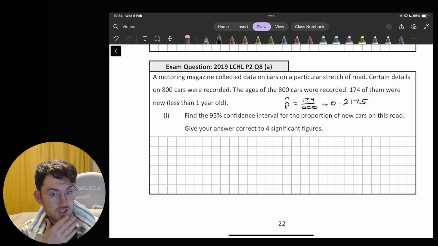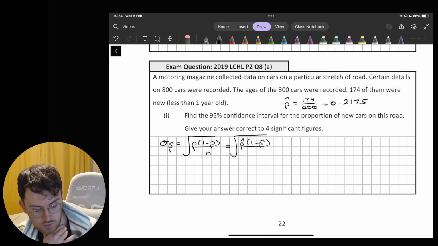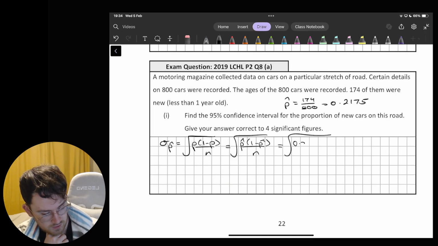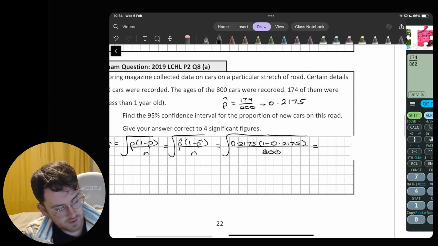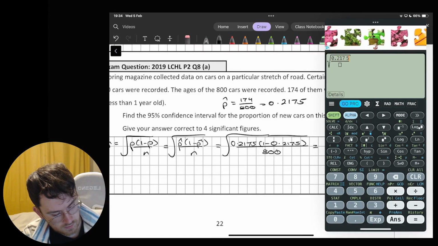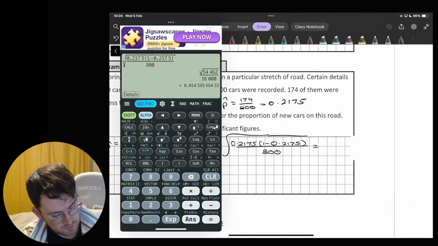Okay, I'm not directed to use any particular margin of error here. However, when it's not mentioned, I will lean towards the standard error as it is more accurate. We obviously know the standard error here usually uses p, but that's very, very rarely, if ever, known. So we'll use p hat. So we'll fill in our value here for p hat, 0.2175, 1 minus 0.2175, all over sample size, which is 800. And let's calculate that value. 0.2175 times 1 minus 0.2175 all over 800, and we get 0.01459.